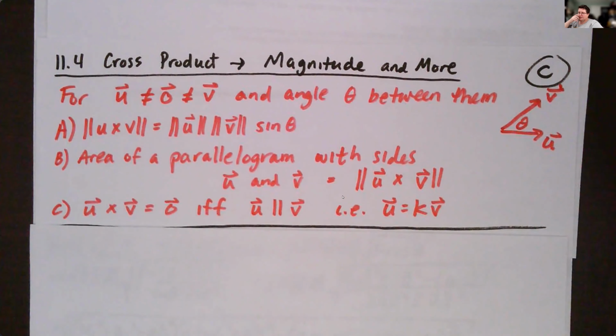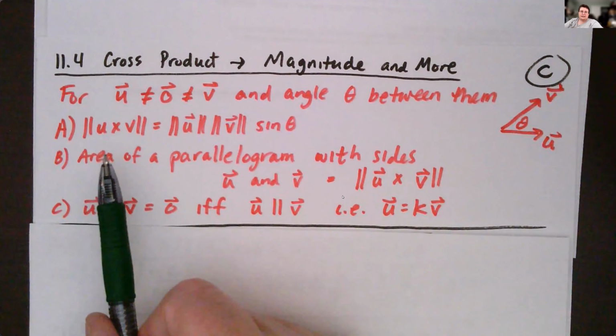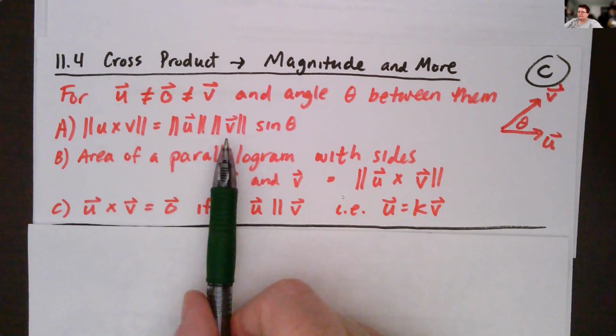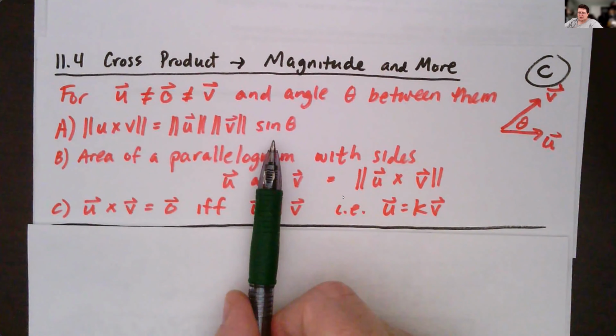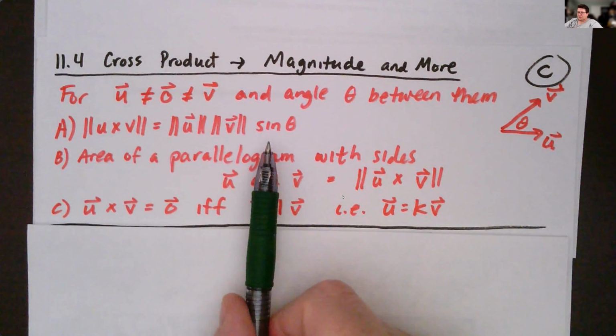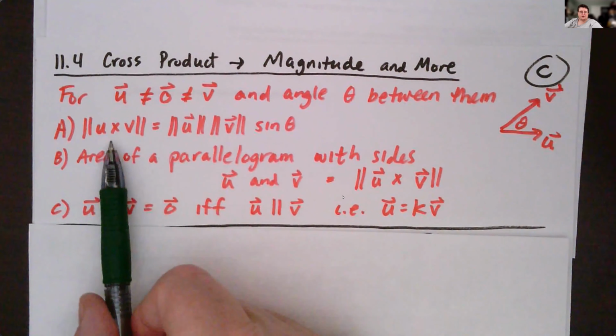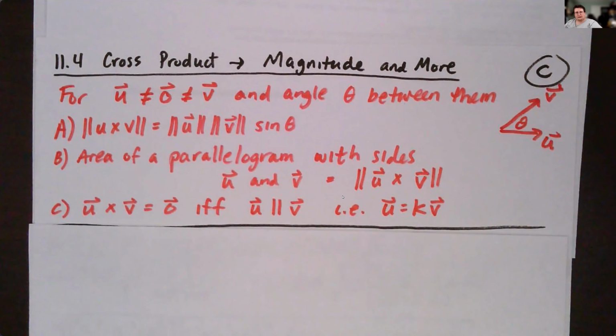So if we start off with two vectors, u and v, and neither of them is the zero vector, and the angle between them makes the angle theta. The rules are the magnitude of u cross v is the magnitude of u times the magnitude of v times sine theta. So it's kind of like the dot product, but instead of cosine theta, it's sine theta. In fact, it's identical to the dot product. You just change out which trig function with the multiplication type. The area of a parallelogram with sides u and v is the magnitude of u cross v.